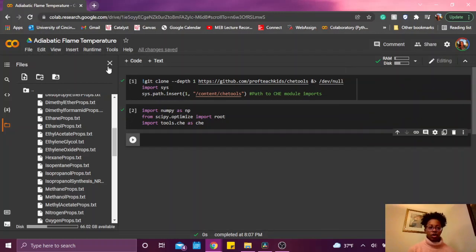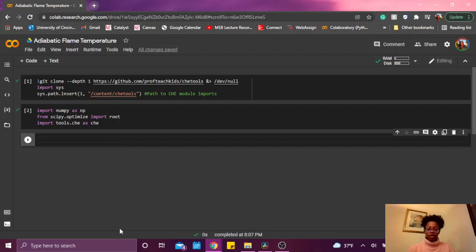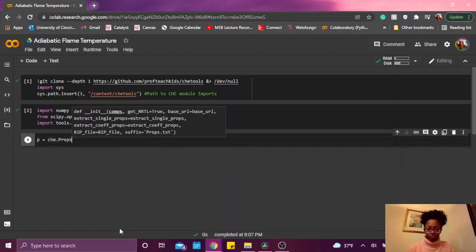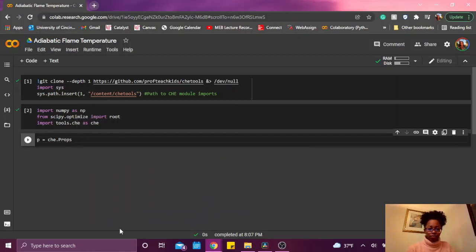So first, we're going to want to call forth the properties of the chemical compounds that we used. So we're going to do CHE props, and then we're going to do methane, ethane, and propane, oxygen, nitrogen, carbon dioxide, and water.